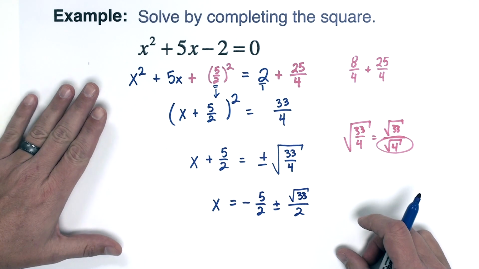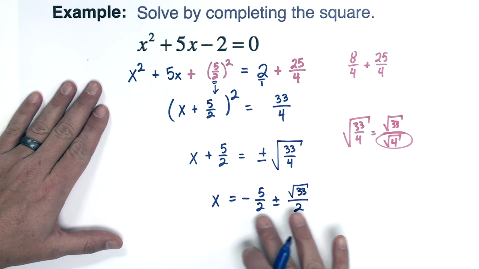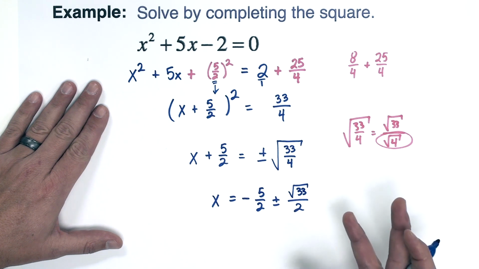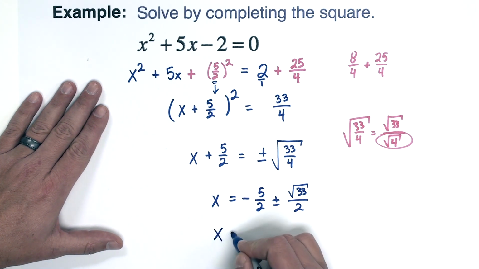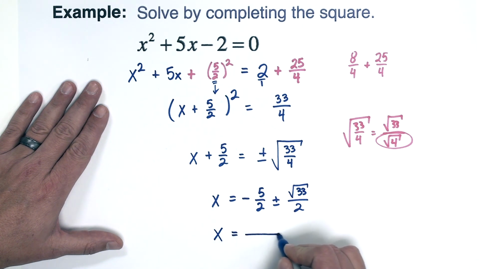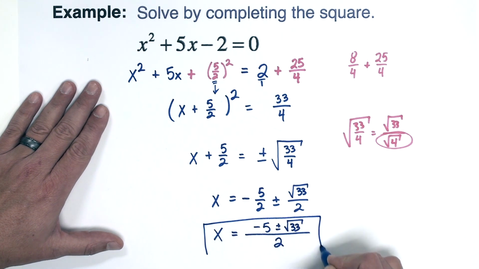Now, what you can do, since we have some common denominators on these two fractions, is put these fractions together. And this is a pretty common occurrence to write this as x equals negative 5 plus or minus square root 33, all over 2.